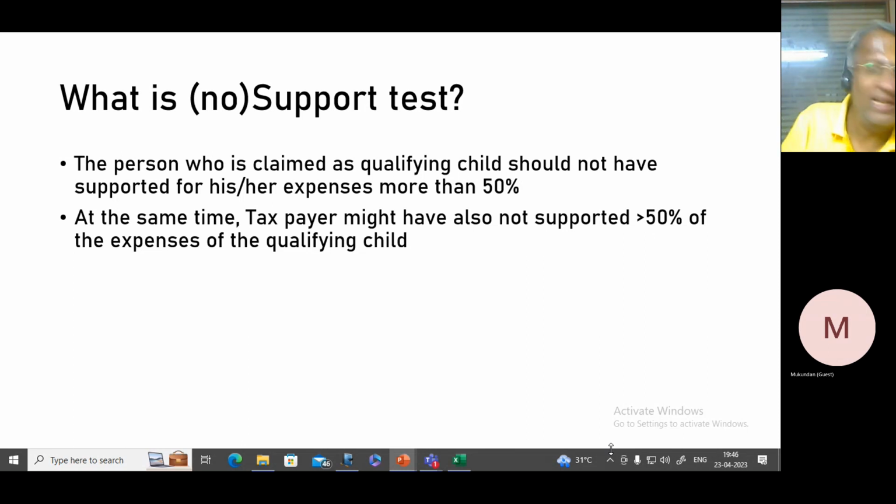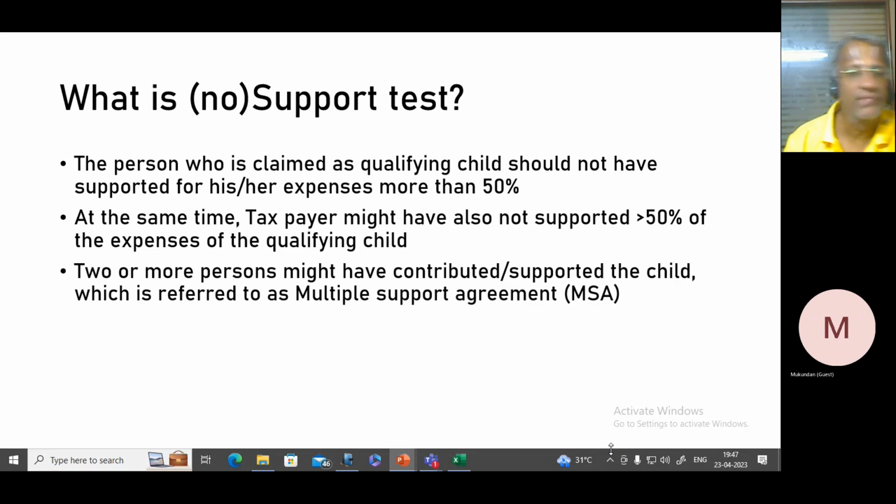So please understand that the 60% itself could be supported by two different persons. It might be that the taxpayer would have taken up 30% and the grandparents would have taken up 30%, thereby meeting that 100%. So the only thing you should understand is that the target person should not have spent more than 50%. Then, two or more persons might have contributed to or supported the child, which is referred to as a multiple support arrangement, which you call MSA.